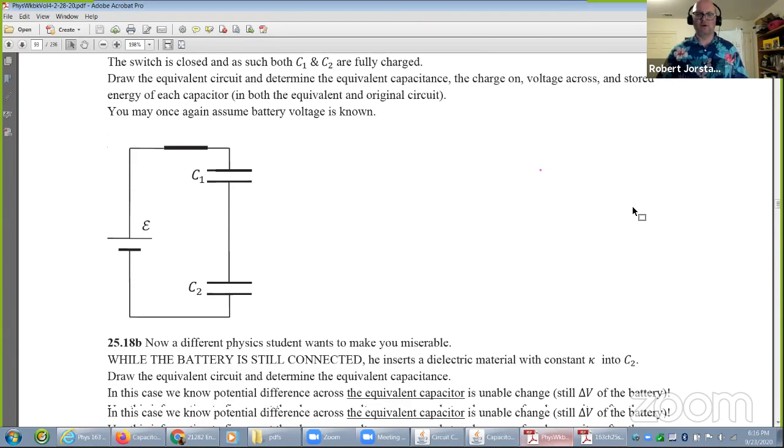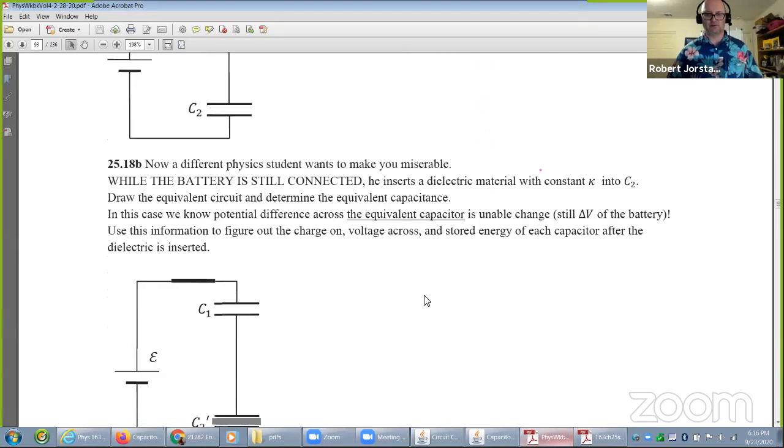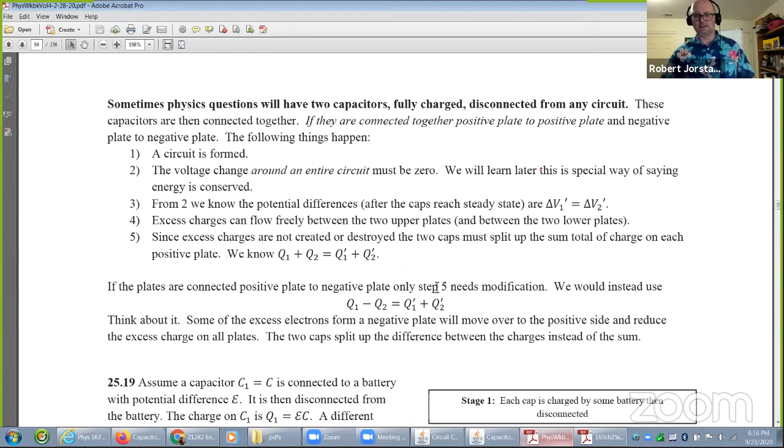This one, 25.18, I'm going to let you do that one at home. It's the slightly easier one. This one is more intuitive to people. Why? In this circuit, when the battery is still connected, capacitance goes up. Voltage stays the same. If capacitance goes up, charge goes up, energy also goes up. People don't seem to have as much trouble with this because it makes intuitive sense. It's very counterintuitive that when capacitance goes up, energy goes down. That's what happens when the battery is disconnected. So I'm going to let you do that one on your own. And then we want to hit this and we're done.